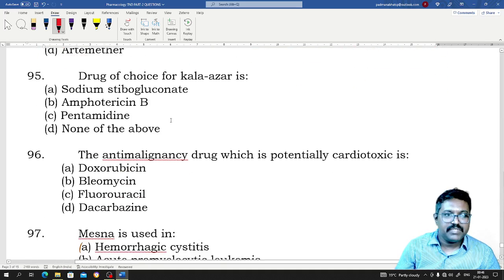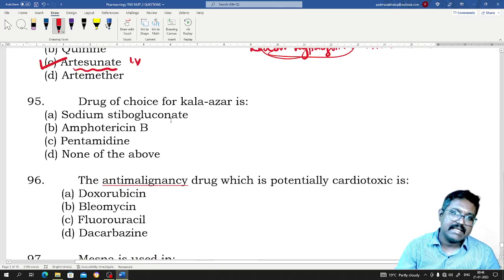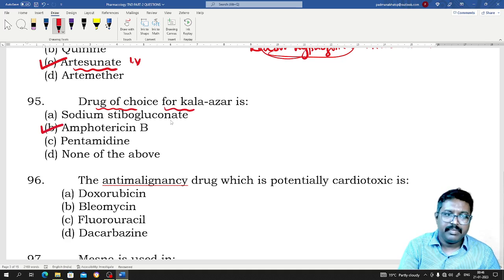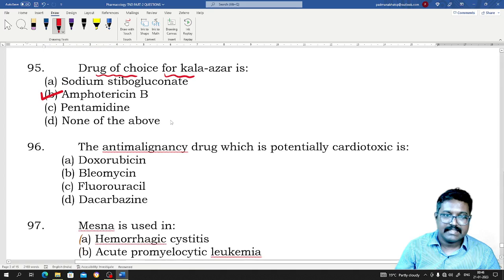So 95th MCQ, which is the drug of choice for Kala Azar? Please remember again the classical easy question. Amphotericin B is the drug of choice for Kala Azar, sleeping sickness.